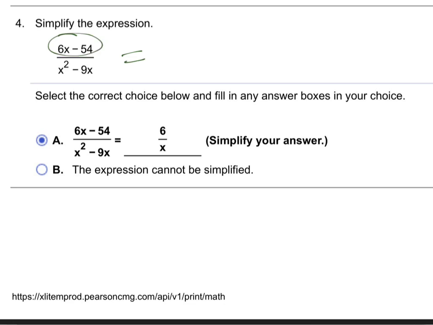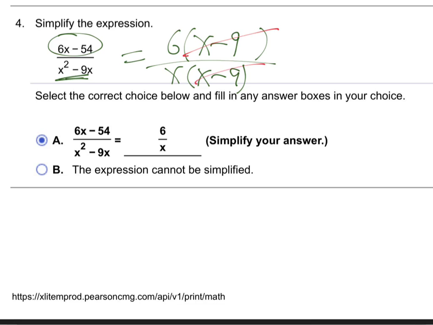And the bottom, take out the GCF. What's the GCF? What do they have in common? They both have a 6. Yeah, and then that leaves x minus 9, right? On the bottom, what do they both have? x, which leaves x minus 9, and then what can we do? Cancel those out. 6 over x, as they said. 6 over x. Does that make sense?